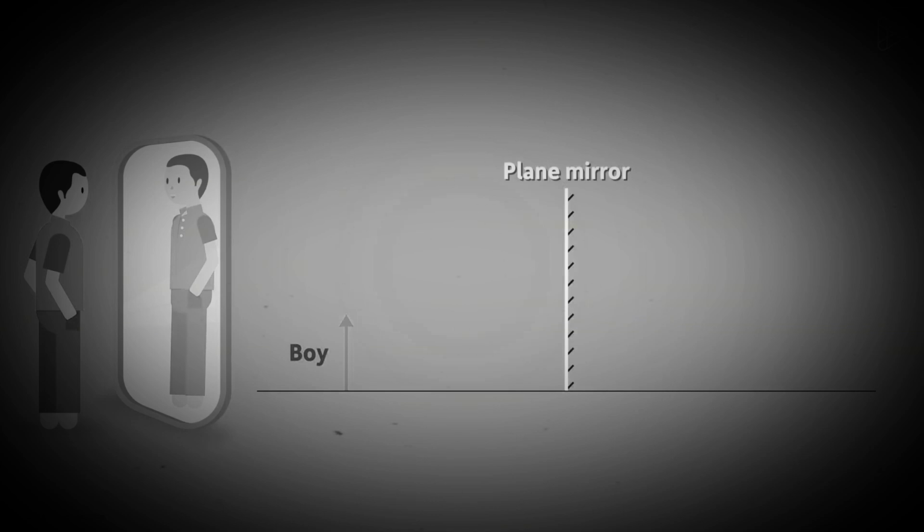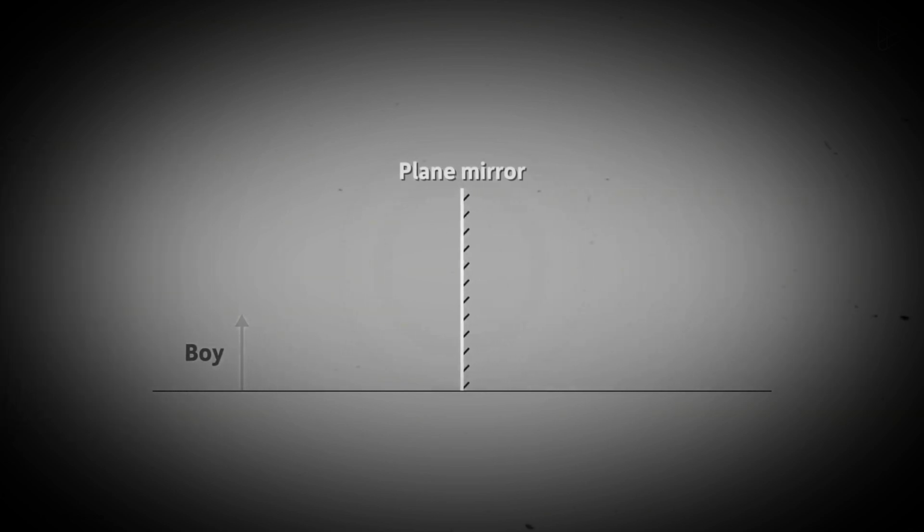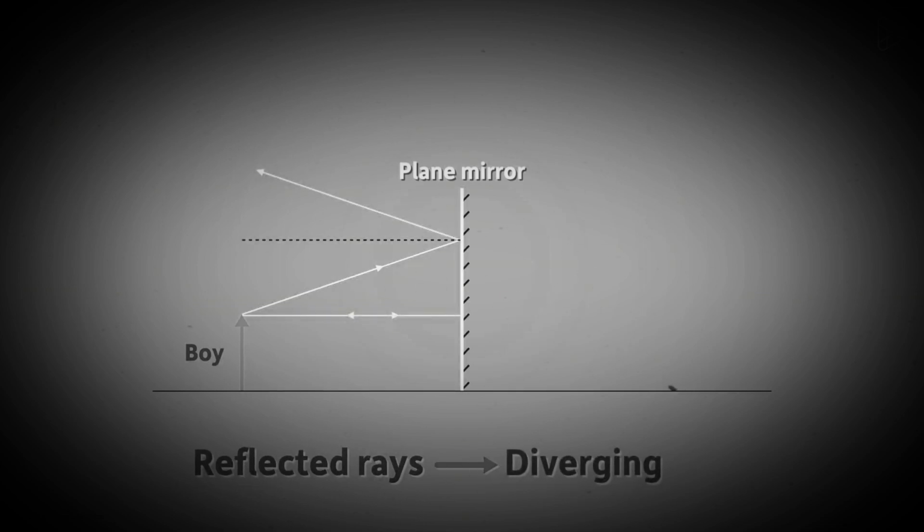For us, the light rays seem to come from the location present behind the mirror. For instance, consider a few light rays emerging from the top of the arrow. All these rays are incident on the mirror and get reflected back. Yes, all the reflected rays will follow the laws of reflection. You see that all the reflected rays are moving away from each other, that is, they are diverging.